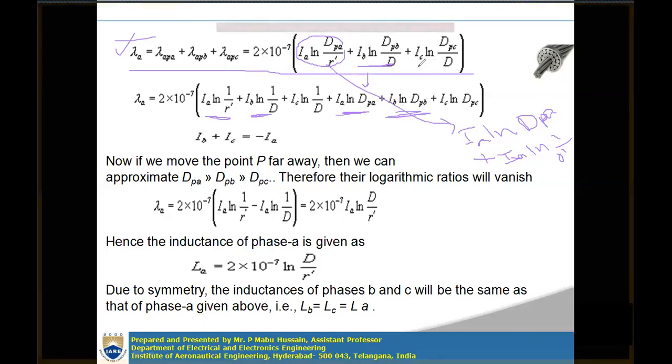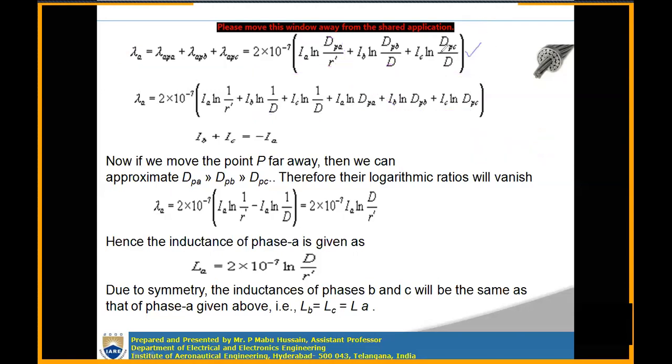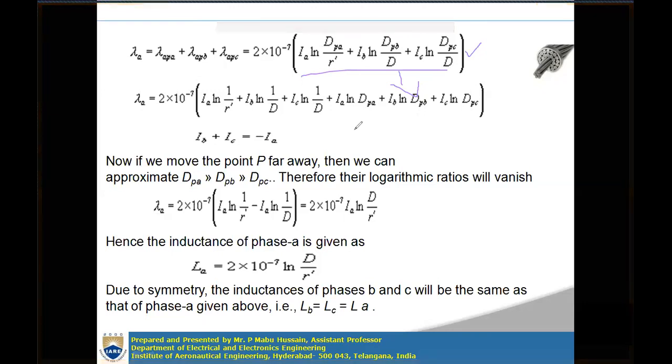The third expression can be written as IC into ln 1 by capital D plus IC into ln dPC. So we are expanding this total equation and writing it out. Now we assume that the currents in all three phases are balanced. In such a case, IA plus IB plus IC is equal to 0.